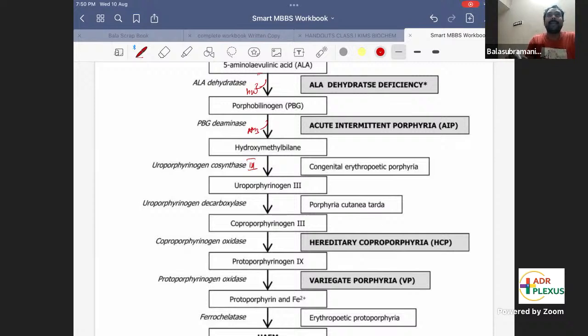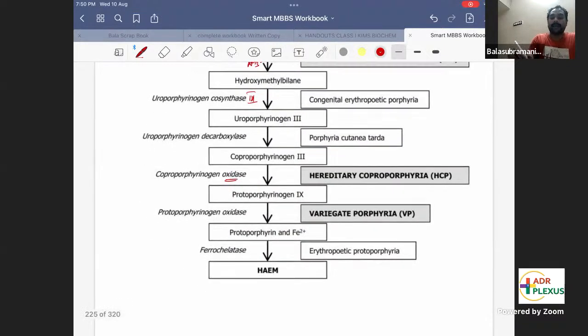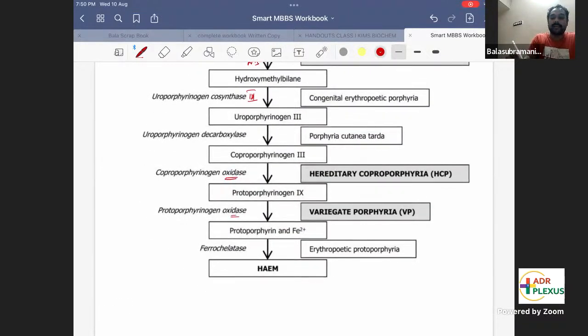Fine. Then it will be decarboxylated. One carbon dioxide is knocked off. Then you will get coproporphyrinogen, which will jump into the mitochondria to get oxidized. And finally, protoporphyrinogen is again oxidized to protoporphyrin, and then you put the iron molecule inside. So this is the sequence.